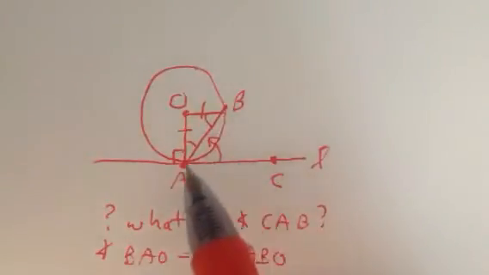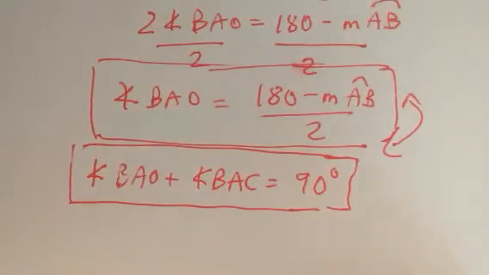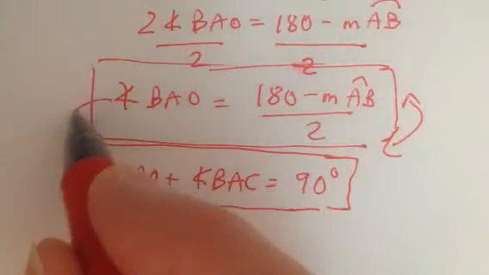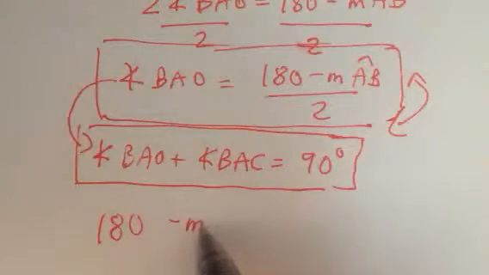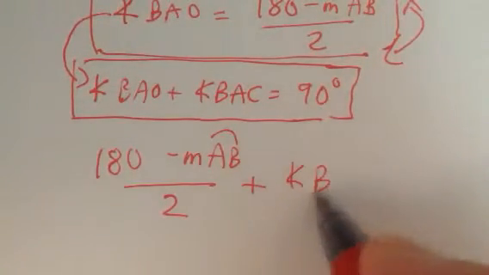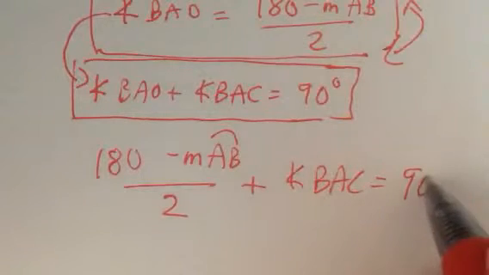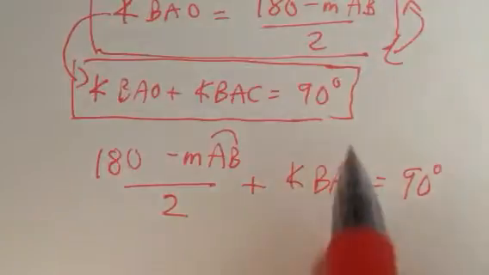Remember, it's BAC that we want. This was the angle we wanted, BAC. So now we'll use these two to solve for BAC. So what we will do is we will substitute BAO from the first one into the second. So where we have BAO here, we're going to put 180 minus the measure of arc AB, divided by 2, plus angle BAC equals 90 degrees. And again, this is what we're interested in solving for, angle BAC.